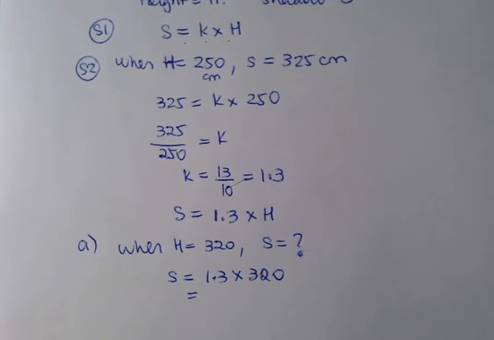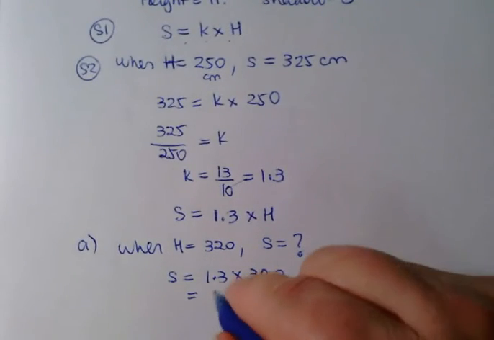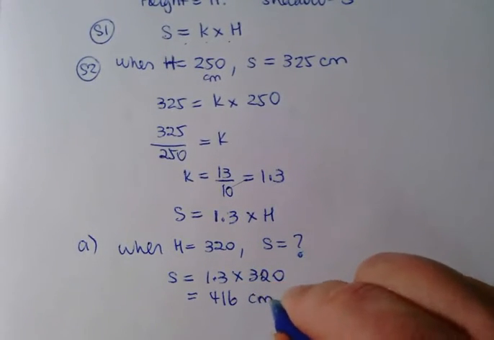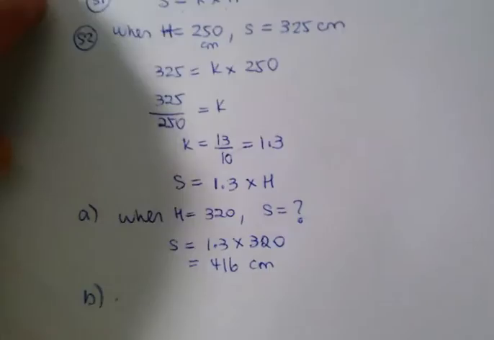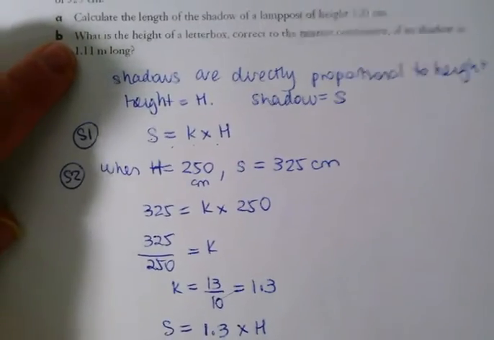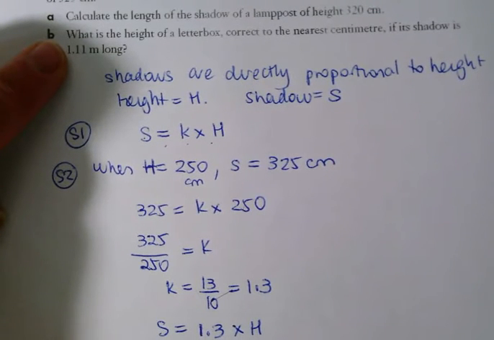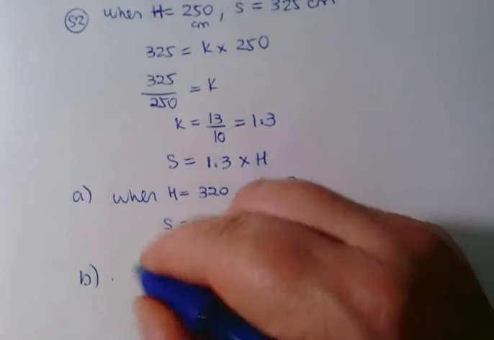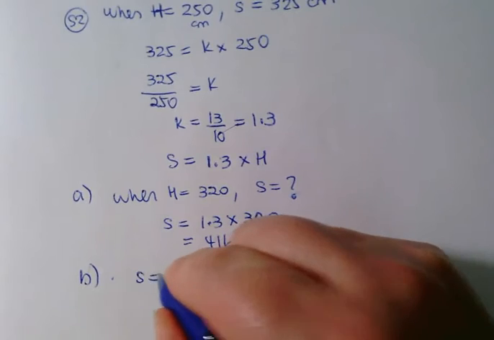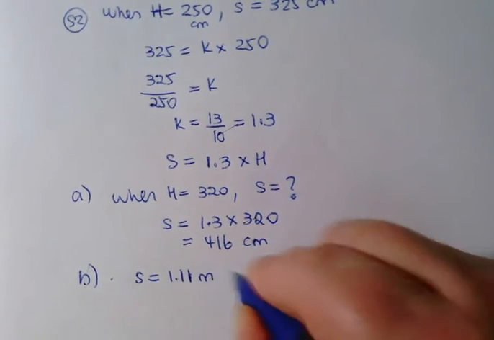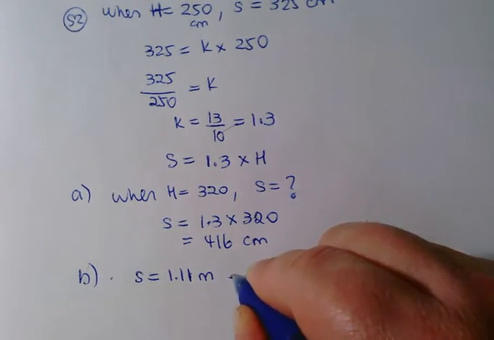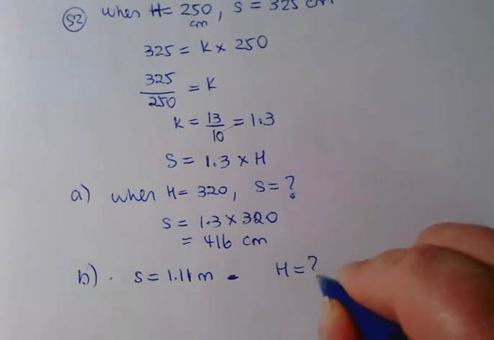So 1.3 times 320 is 416 centimeters, because the units are centimeters. And part B, the question says, what is the height of a letterbox, correct to the nearest centimeter, if its shadow is 1.11 meters long? So they're saying that the shadow is 1.11 meters, and they're asking for the height of the letterbox.